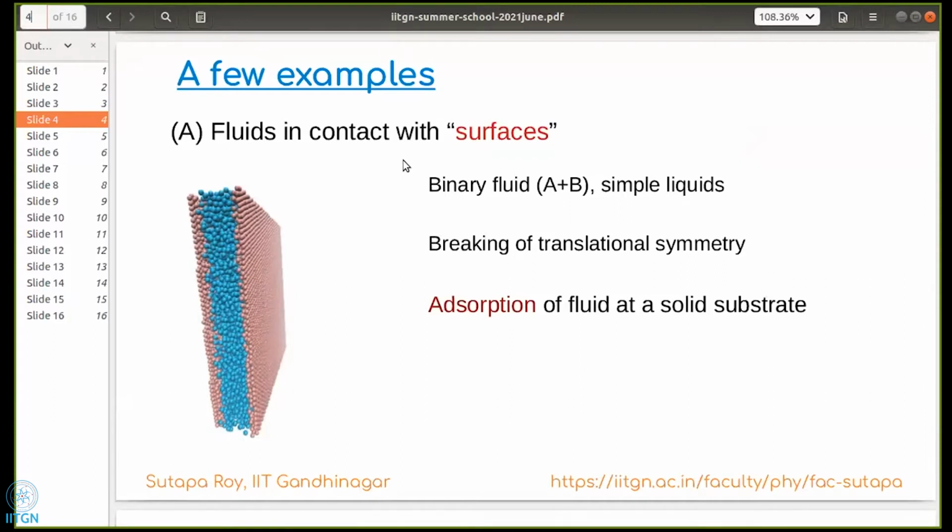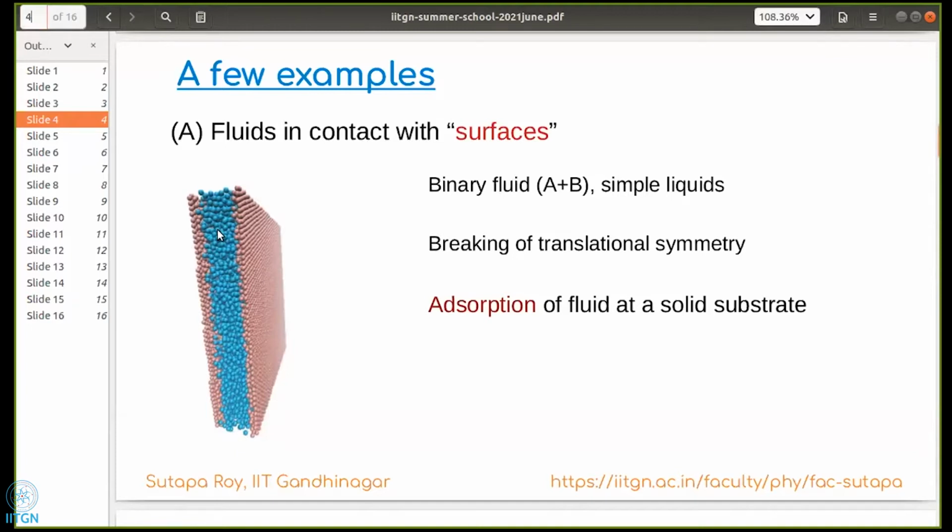Okay, say for example, oil and water types of particles. You can refer to them as, say, the A and B type of particles, or they can be simple liquids. Okay. Now, if you look at this picture here, that's what is being shown schematically.